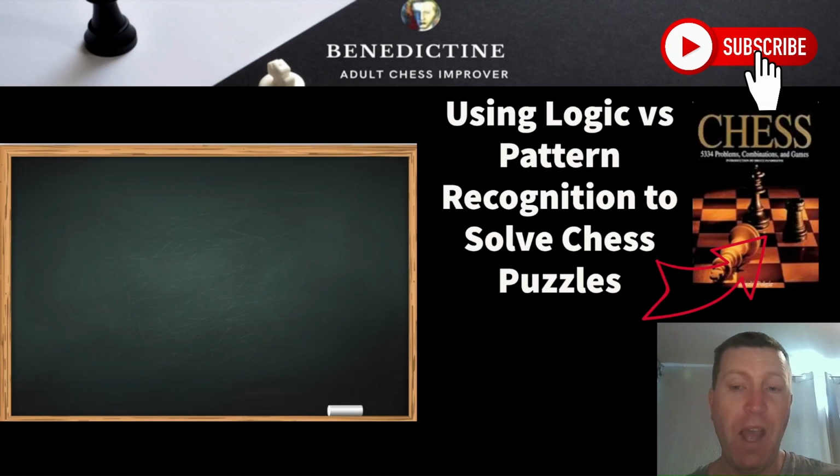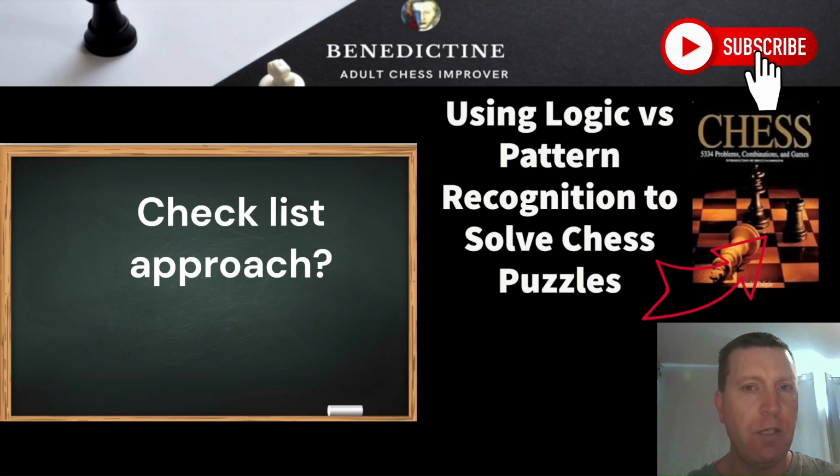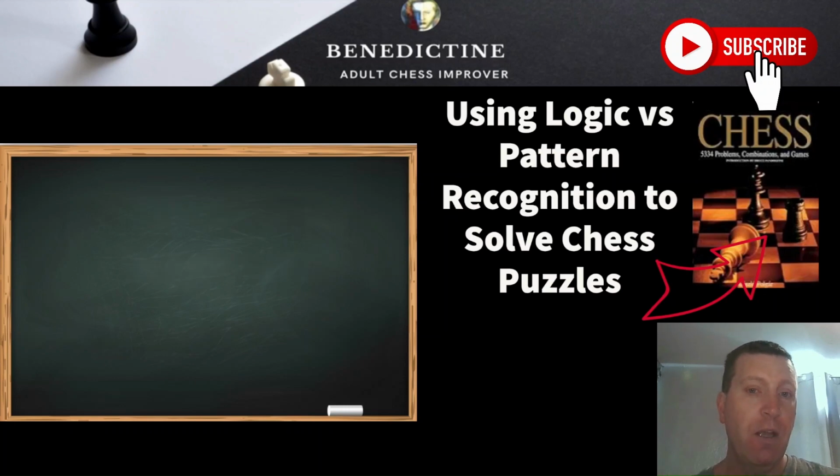Right, so the blackboard's out again, it's lecture time. You can see how clumsy the logic approach is, right? It sometimes works, but it soon gets really messy. And this is why I'm against this sort of checklist approach. You see some recommendations to have a checklist: look at the checks, look at the captures and the threats. It's a good idea in theory, but in practice, when you've got complex positions with lots of checks in, it soon gets messy really quickly and completely impractical in a real game.